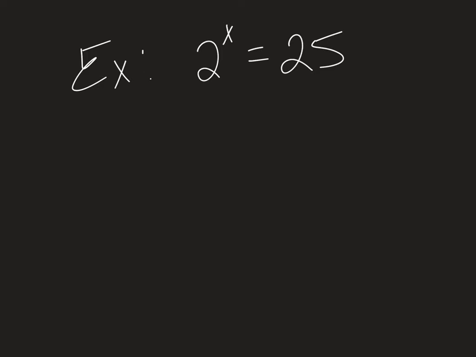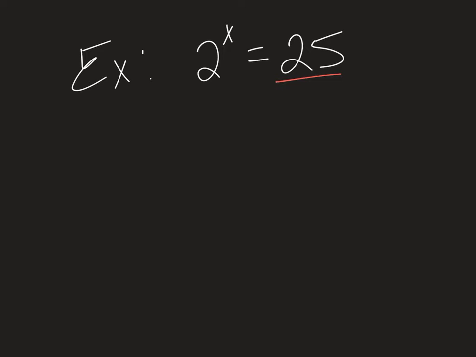So let's look at an example that's somewhat simple. We have 2 to the x equals 25. The problem here is that 25 is not a power of 2, or at least not a nice one. We could sit here and think, okay, 2 to the 4th is 16, 2 to the 5th is 32, so it's probably somewhere between 4 and 5. Great, so at least we have a ballpark of where it should be, but we don't know exactly what it's going to look like.